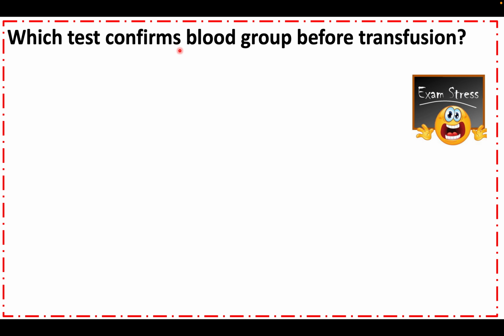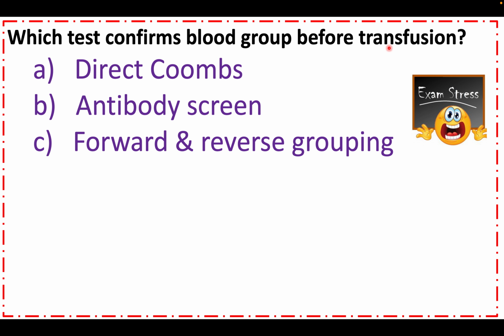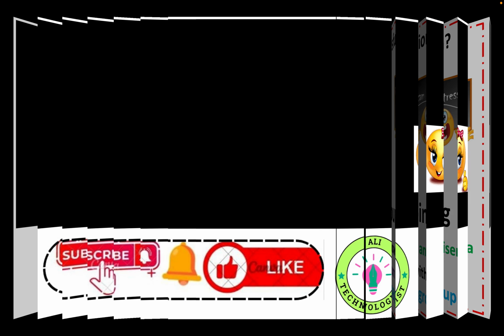Which test confirms blood group before transfusion? Option A, direct Coombs, B, antibody screen, C, forward and reverse blood grouping, and option D, ELISA. So the correct option is C, forward and reverse grouping. Forward grouping tests RBCs with known antisera, anti-A and anti-B. Reverse blood grouping tests the patient serum with known A and B cells. This dual testing confirms the ABO blood group.